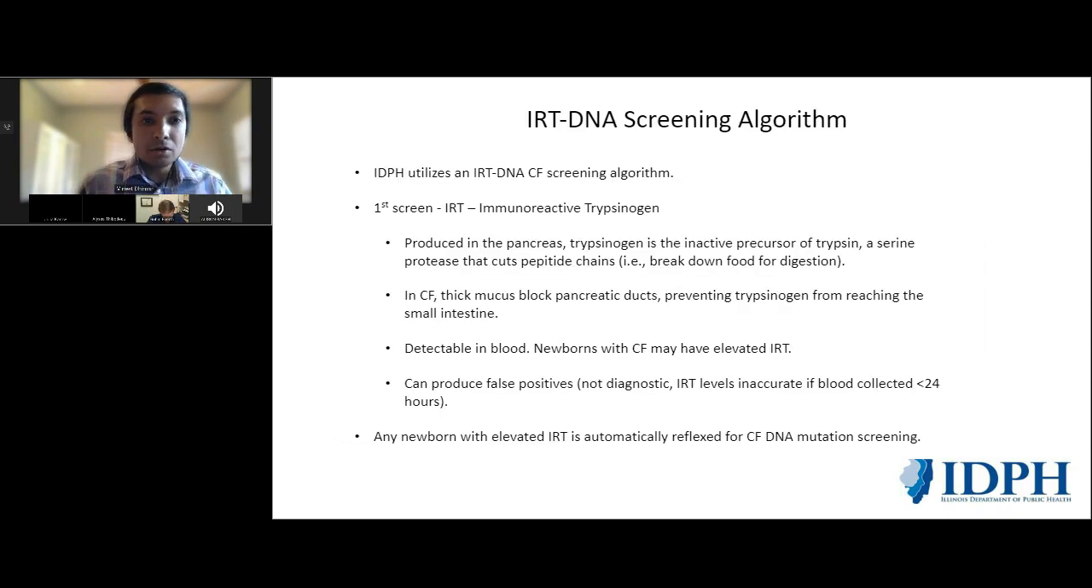And so how do we screen for CF? IDPH, in addition to many states across the United States, utilizes an IRT DNA CF screening algorithm. This is a two-tier test where in the first screen, we're looking for the levels of immunoreactive trypsinogen. This IRT is produced in the pancreas as trypsinogen, which is the inactive precursor to trypsin, a serine protease that cuts peptide chains, essentially breaking down food for digestion.